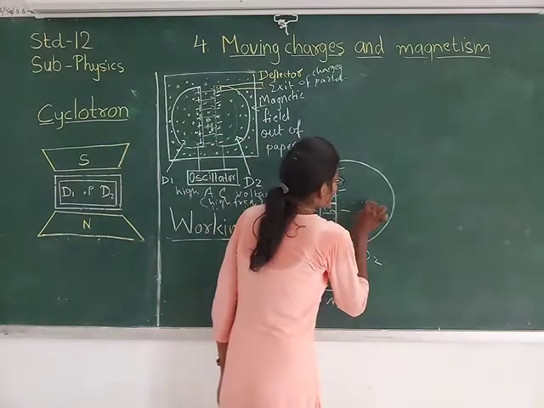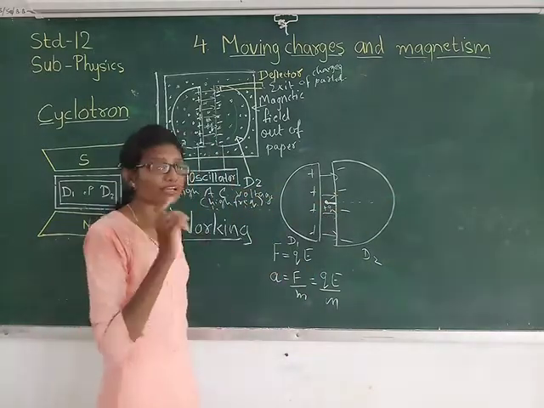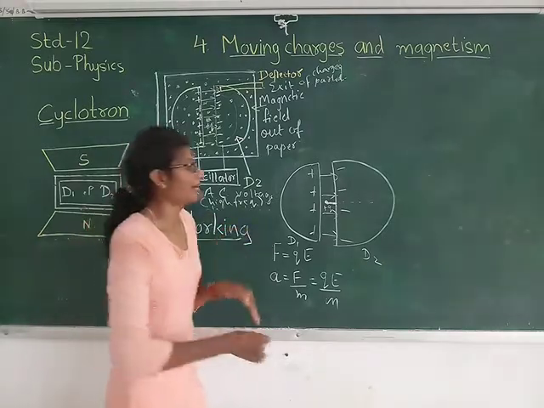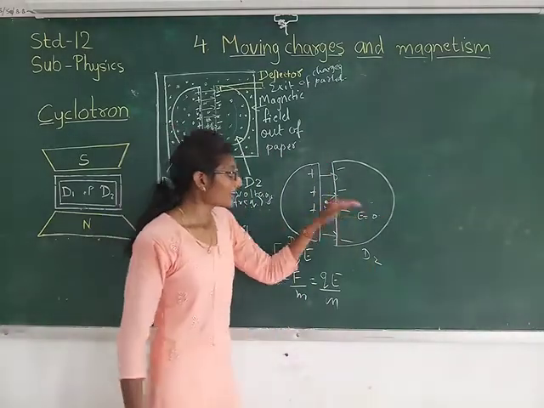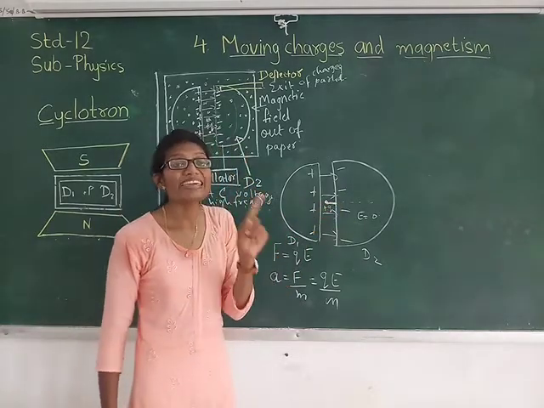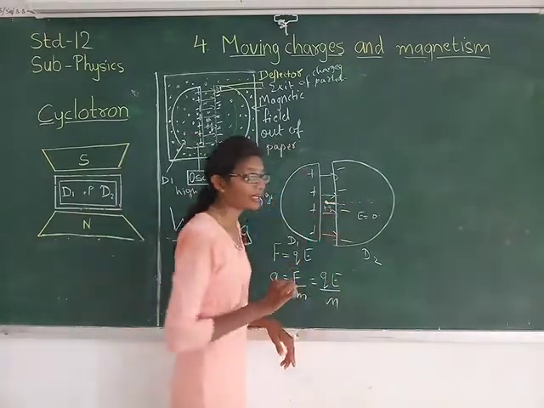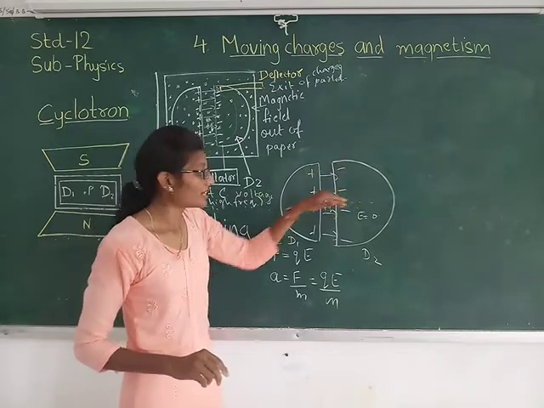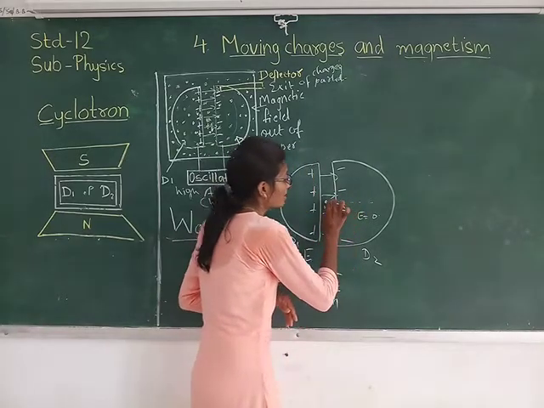But when it enters into the D2, when it enters into that hollow semi-cylinder, then what happens? As I have said, inside the hollow cylinder the electric field will be 0. That means now it will not be accelerated. So when the charge enters over here, the electric field will be 0, but due to the magnetic field, it moves in a circular path, right?